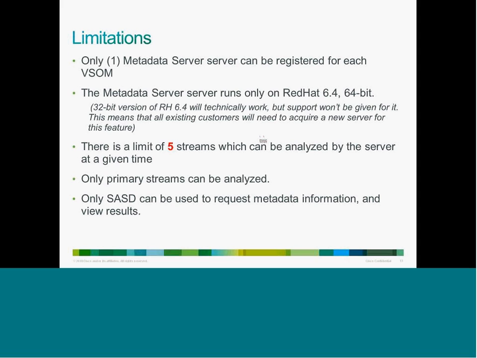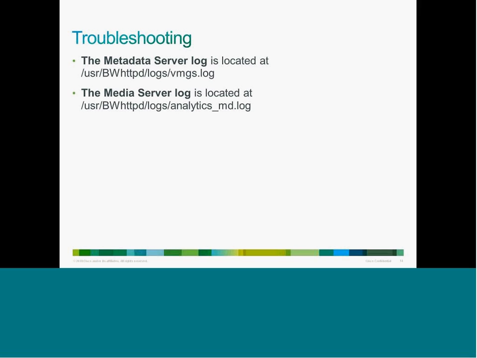Right? We talked about the 5 parallel streams which can be analyzed, and all of these have to be primary streams for now. We might support secondary going forward, but for now it only takes in primary streams. And VSOM does not have the UI to generate the metadata and run the analysis. You have to use SASD for it. The log locations on the metadata server itself are the same standard directory, usr, bw, httpd logs. On the server, you'll look at vmgs.log. On the media server, you'd look at analytics_md.log, motion detection, essentially.